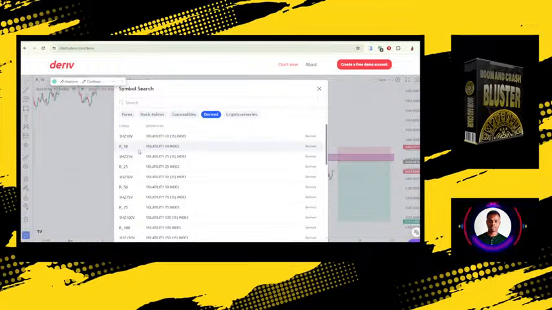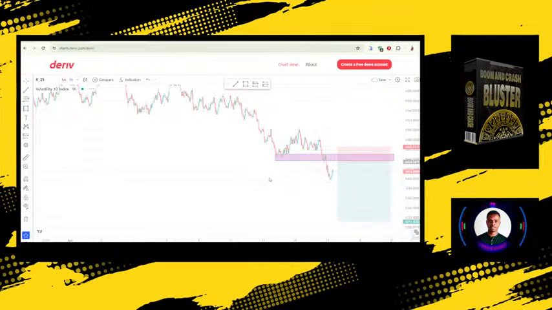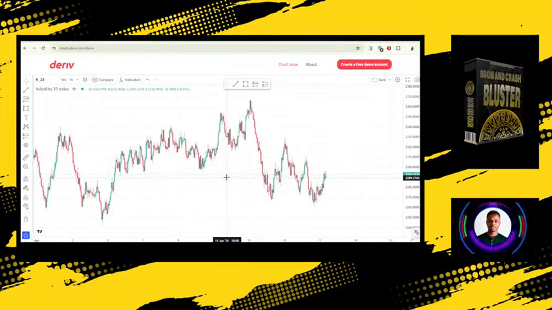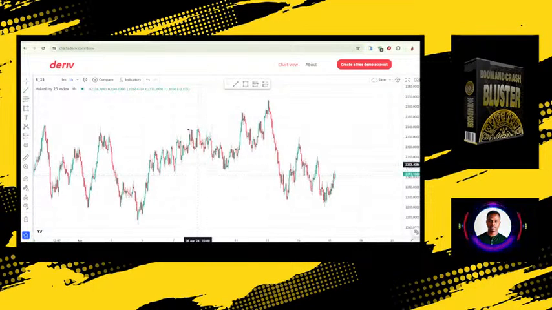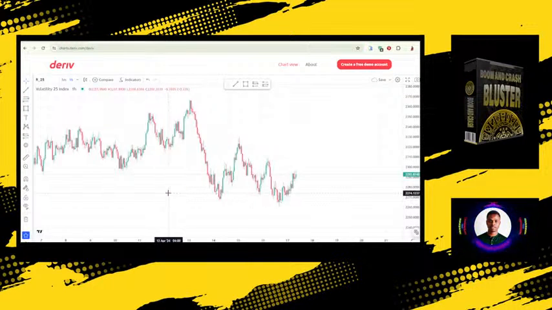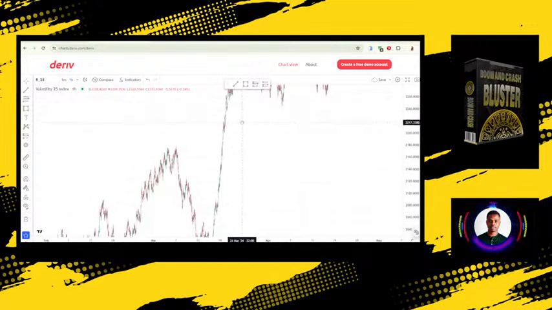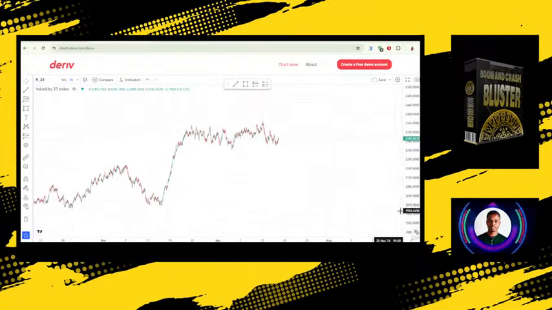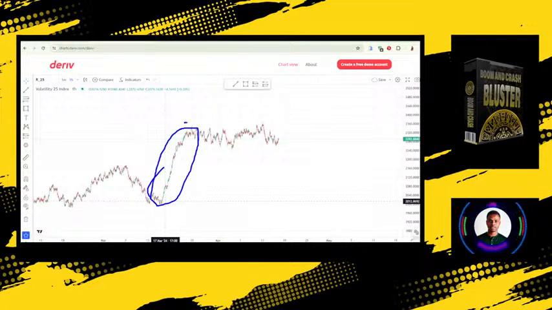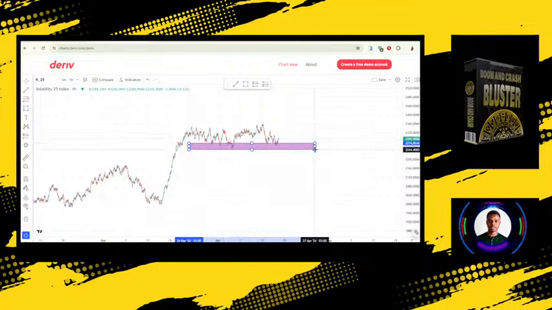I want to move on to volatility 25 index, same time frame, the 1 hour. I think last time you guys saw me talking about the market breaking above this zone, and it actually did that. So today I am interested in knowing that, okay, after this huge, look at this guys, look at this swing here, which now we have a distribution phase. So I'm marking major levels of structure here.